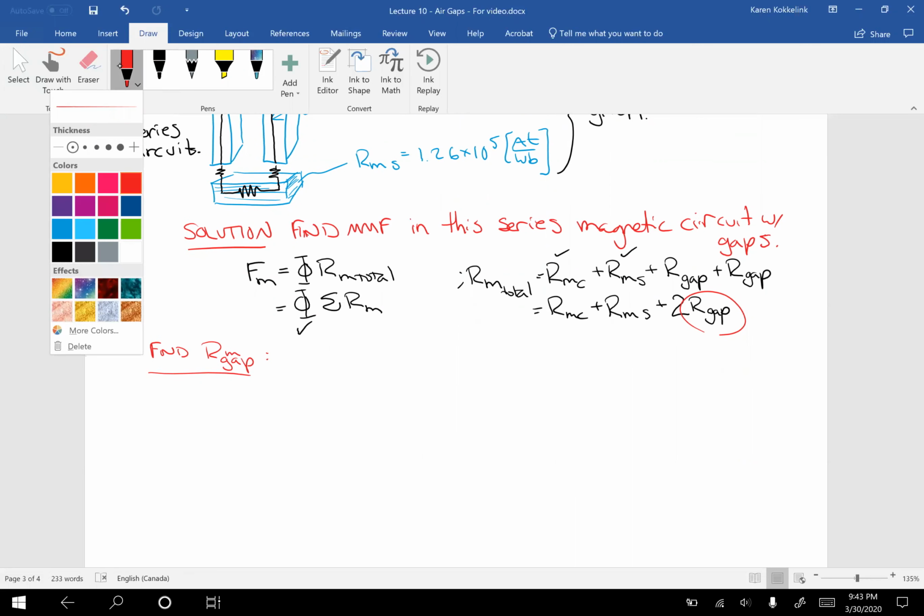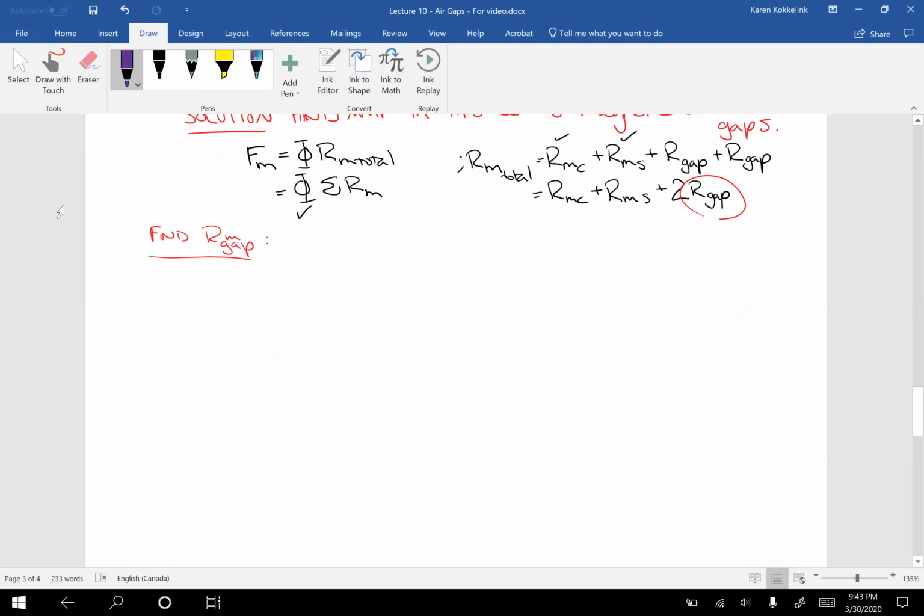Reluctance, we have a formula for reluctance: it is the mean path length divided by the permeability times the area. Length equals path length. So we can call this subscript gap, and this is the mean path length of the gap.